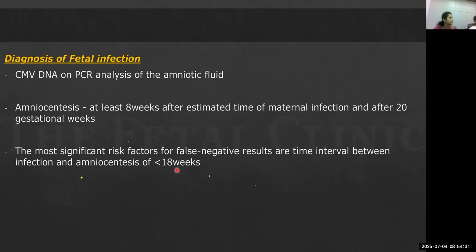And TORCH PCR is very sensitive. In the right lab, it's very sensitive. Even for varicella, nowadays we have PCR testing. So if there is an ultrasound finding, and the findings are very typical, then we test directly on the fetus. Okay.